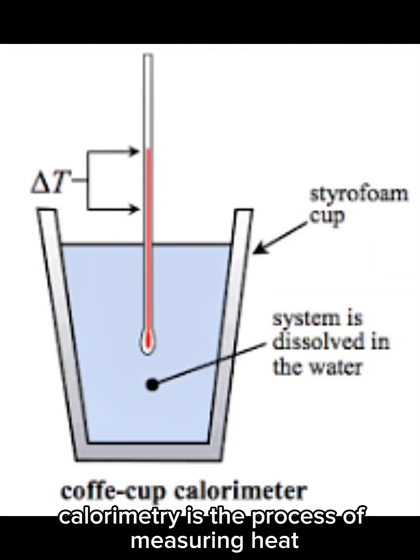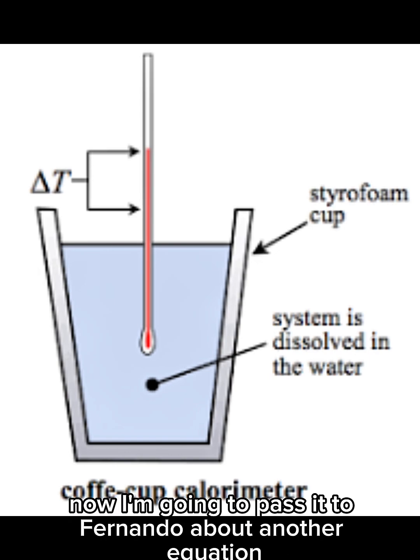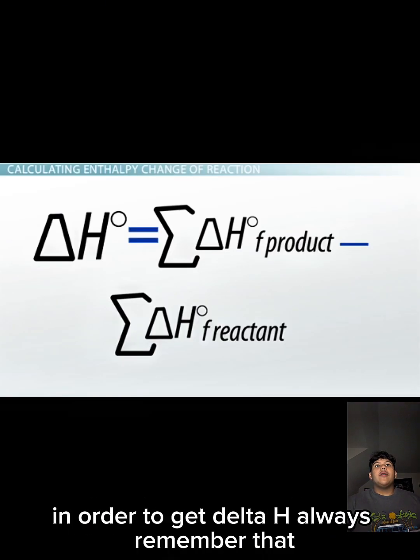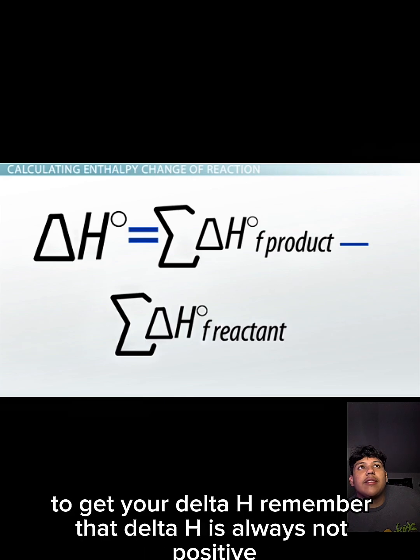Calorimetry is the process of measuring heat flow during a physical or chemical change. Now I'm going to pass it to Fernando about another equation. Going back to enthalpy, delta H is always your change in heat. In order to get delta H, always remember that you have to subtract the reactant side from the product side to get your delta H.